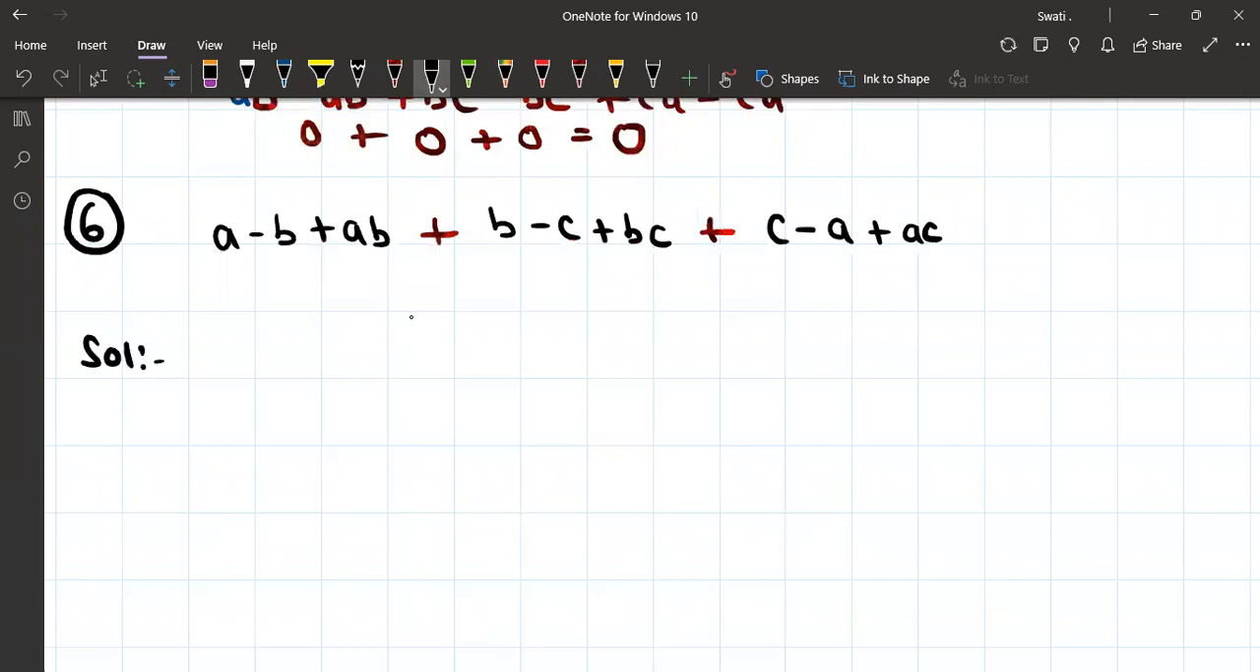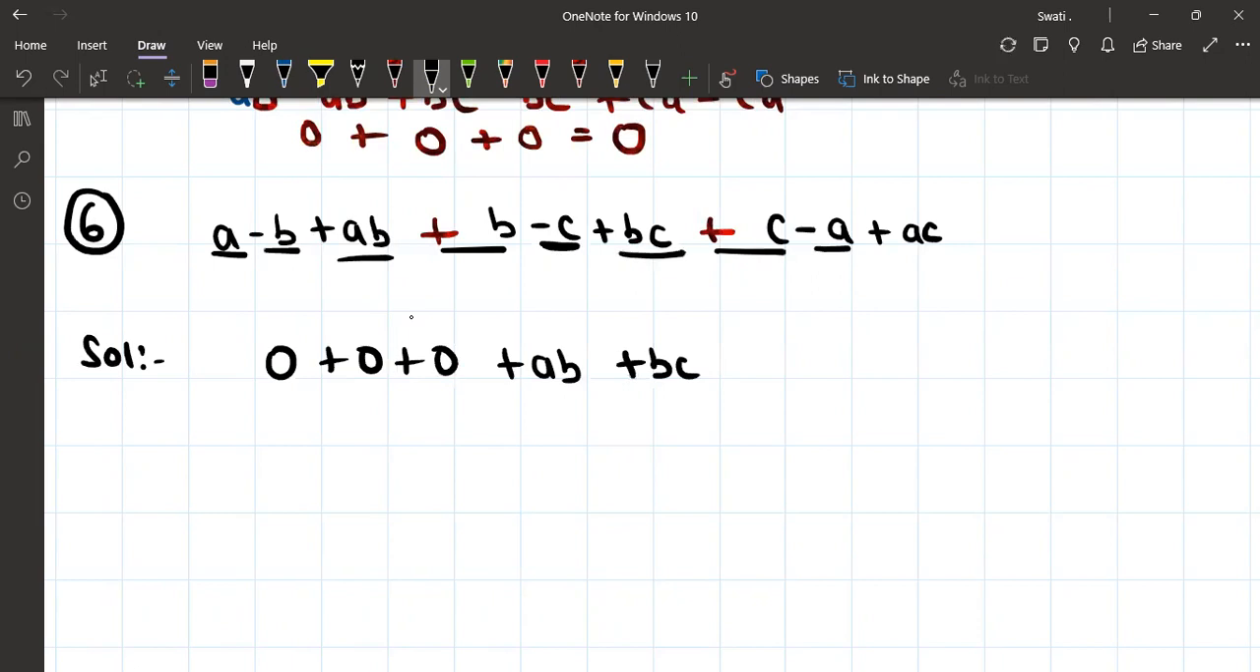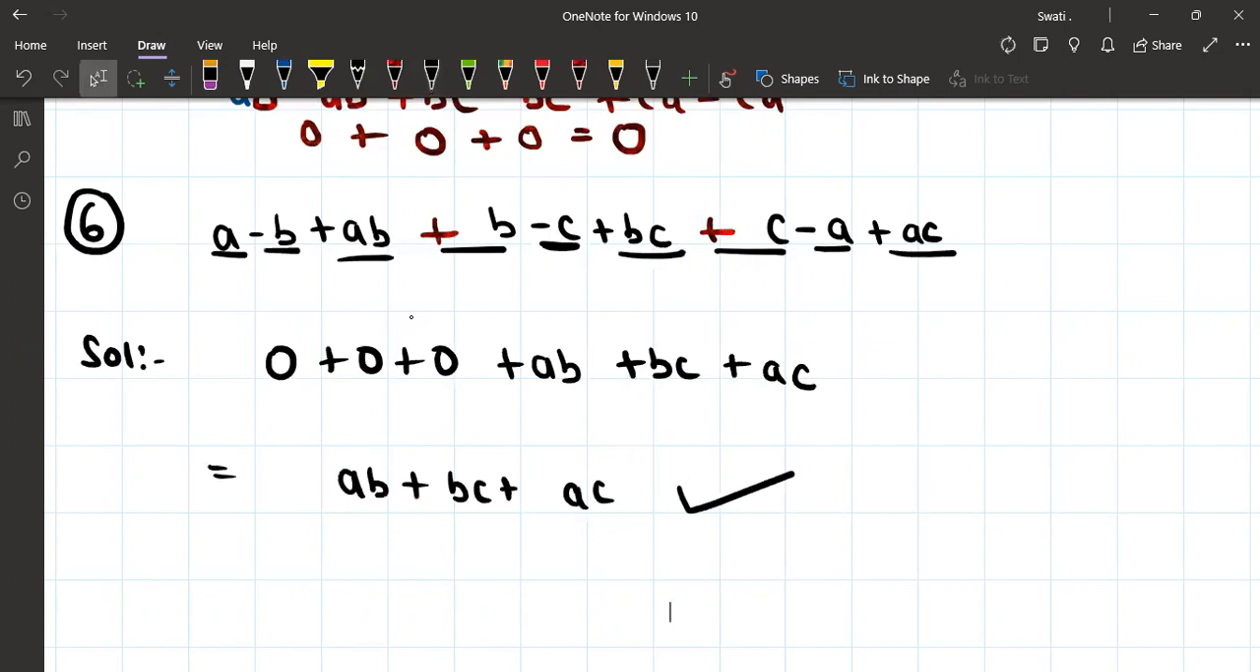So clearly I can see here that a minus a is going to be 0. Minus b plus b is going to be 0. And then I can see here minus c plus c, that is also going to be 0. And then I can say that I have plus ab plus bc and then plus ac. So what I'm getting, I'm only getting the answer as ab plus bc plus ac. That is the answer. All right, we can go to the next question.